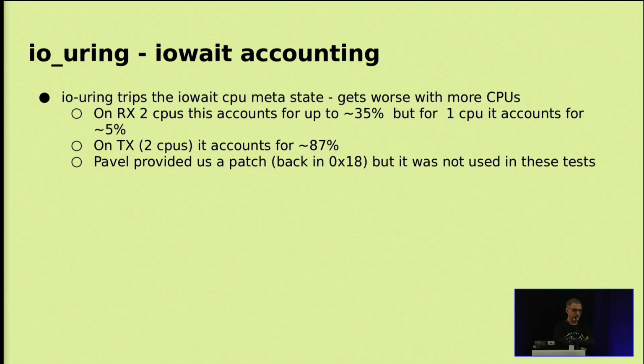Okay, io_uring. So let me go over it, io_uring had fewer issues. It's still cheating on IO wait accounting. Pavel has a patch, but we never tested it. So if you run a lot of CPUs, you'll see that it's sitting there waiting for IO wait a lot. And in fact, this could account for up to, let's say, 35% if you have 2 CPUs. And on the transmit side, it's even worse because you see up to 87%. Again, Pavel did provide us a patch, but we never used it in this test. I wasn't sure, I think it wasn't applying cleanly. Pavel can confirm that or not. Is Pavel here?